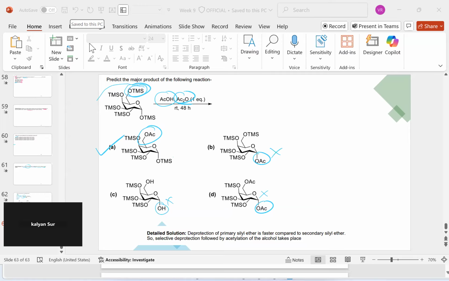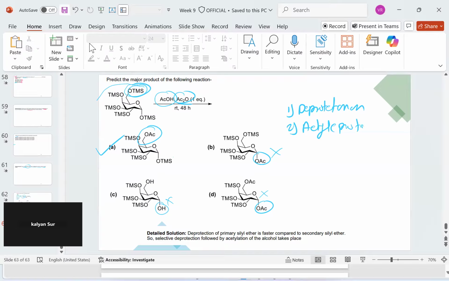Right. So here, due to the steric crowding, the order of reactivity is that the first step is the deprotection of the silyl ether, and the second step is followed by the protection with the acetyl. This gives product one as the major product in this case.